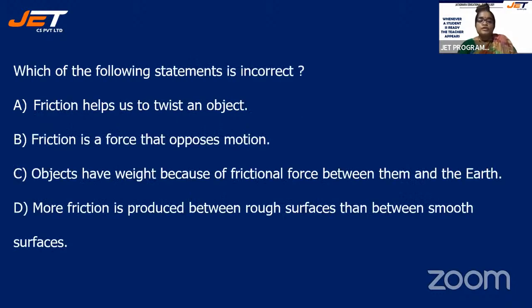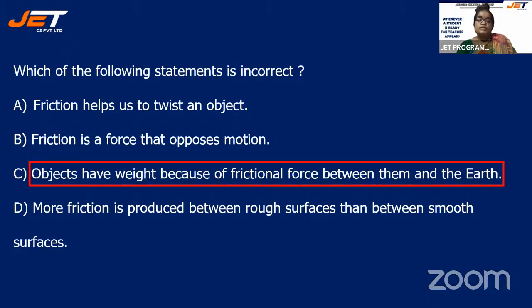Next one. Which of the following statements is incorrect? Among the statements given below, one statement is not correct. What is it? Let us see. It is objects have weight because of frictional force between them and the earth. This is not correct. Okay.